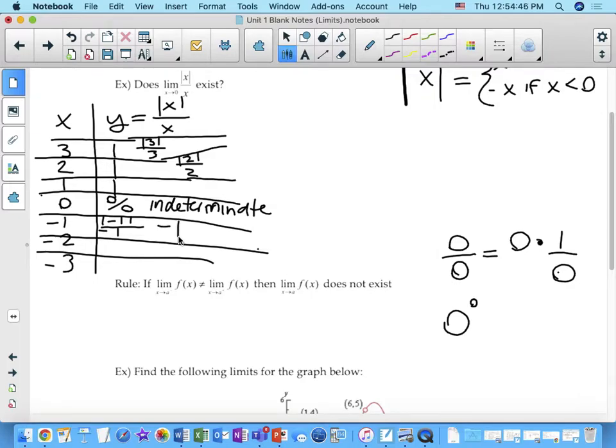Okay? This guy, I really should have spread this out some more, is going to be the absolute value of -2 divided by -2, which is -1. And then this guy is the absolute value of -3 divided by -3, which is -1.